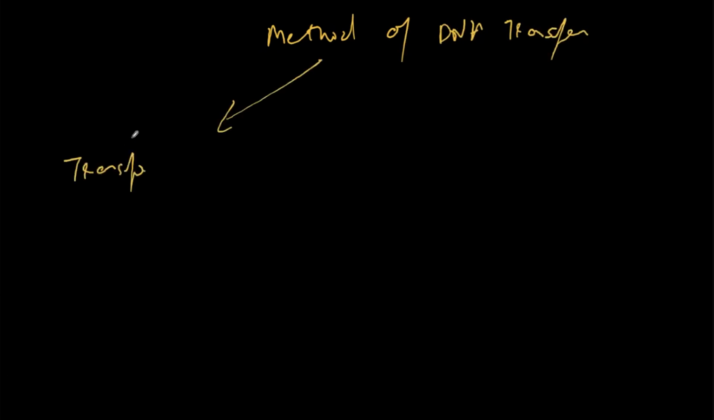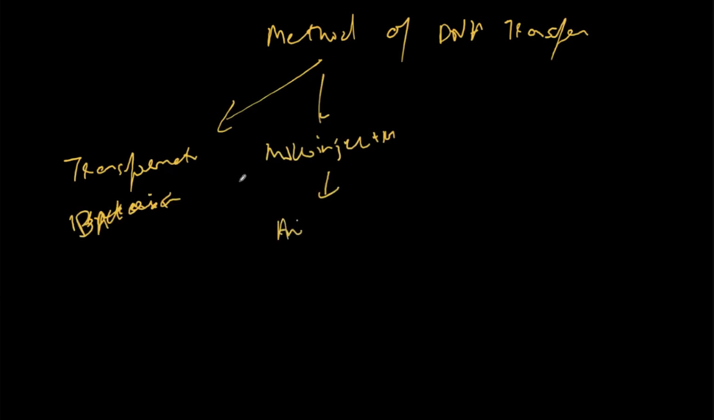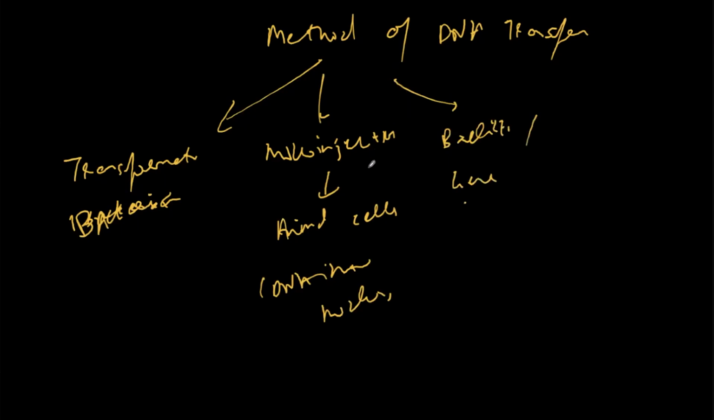Now, this is one method. Then we learned about different other methods. Okay, let's have one different topic on these methods of DNA transfer. First, you have already learned about transformation in bacteria. Then you learned about microinjection. This is animal work, animal cells, putting the DNA into the nucleus directly. Then we have ballistic or gene gun, DNA to plants.